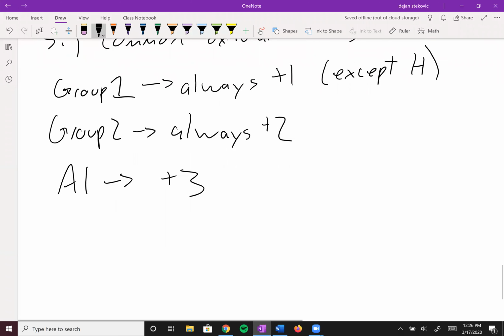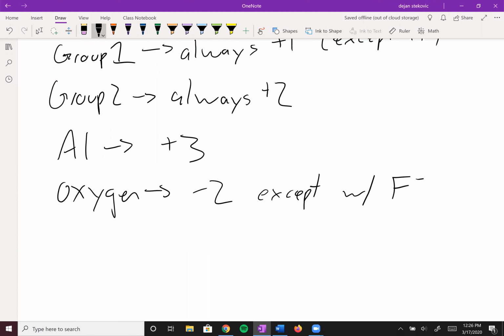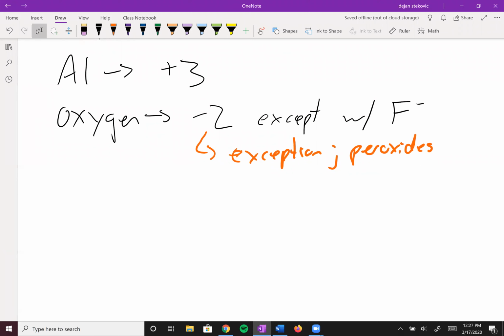So that's good there. Some other things you need to know, probably the most important one right here is oxygen is -2, right? Except with fluorine, in which case you kind of have to figure it out. And for our class, this is pretty much almost always going to be true. The exception is peroxides, in which case it has a -1, but you don't have to know that. Just know oxygen's -2 except when with fluorine.